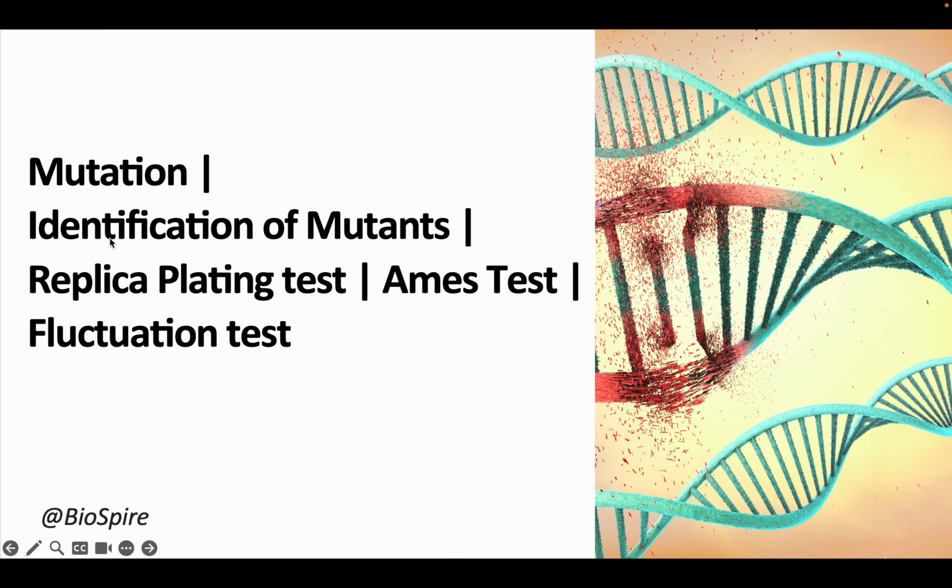And we will learn about how to identify these mutants, what kind of mutants they are, and how to identify whether the damage that has caused the mutation is spontaneous, like random, or induced by some chemicals. To identify this, we will use different tests. I will name some, which are the replica plating test, Ames test, and fluctuation test.